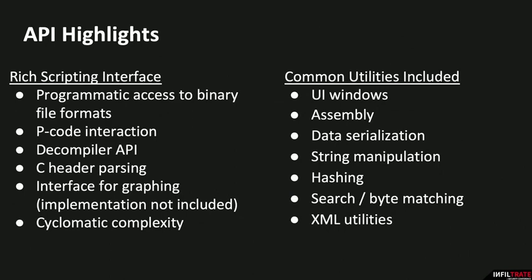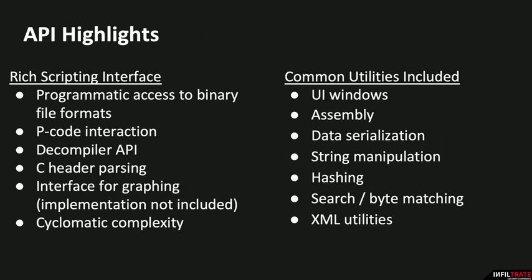I wanted to highlight some of the features of this API. First off, Ghidra comes kind of batteries included with a number of interfaces for doing common things you would do while reversing. Interacting with P-code, programmatically interacting with the Ghidra decompiler, parsing C headers and C files. Cyclomatic complexity is one demo I'm going to show. Built-in features for calculating cyclomatic complexity. You don't have to do graph traversals yourself.